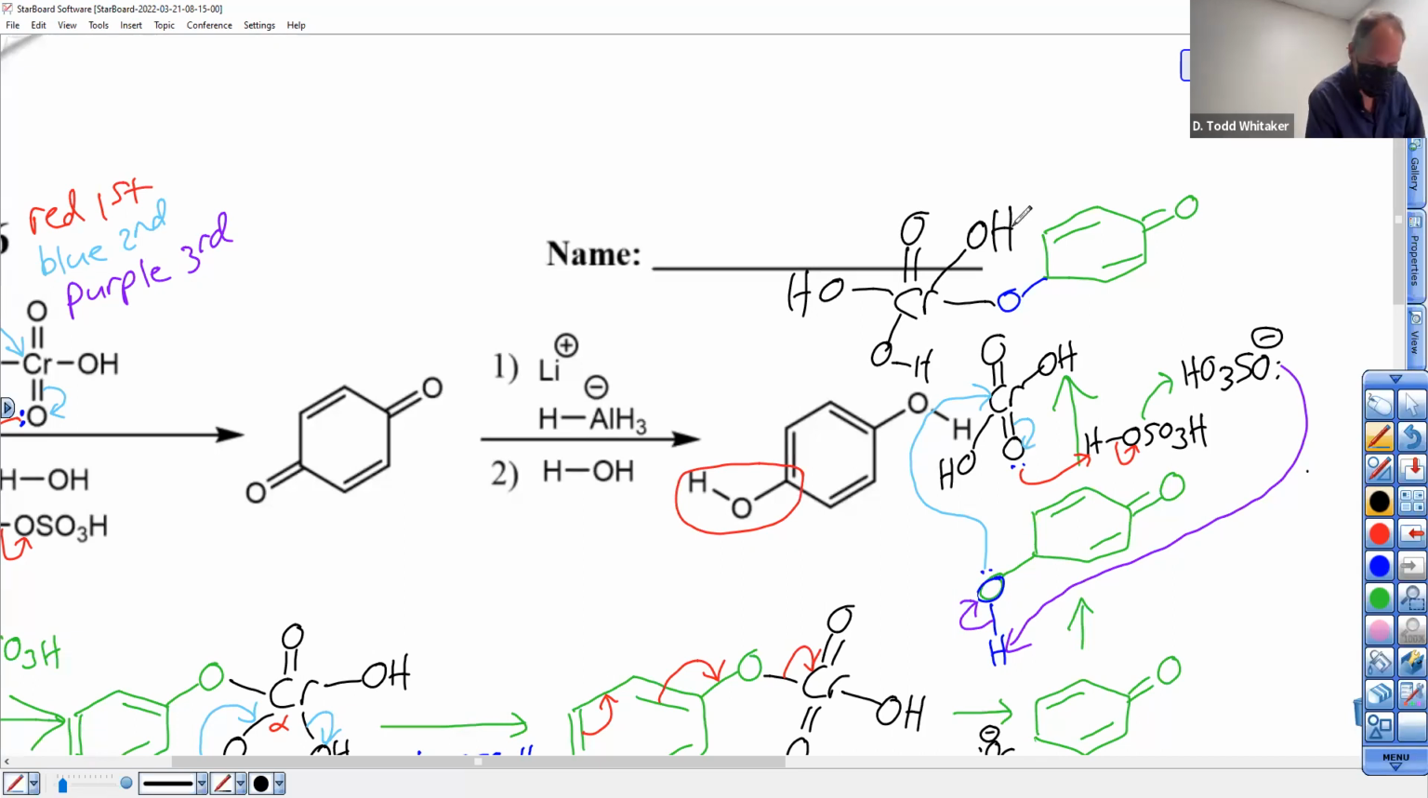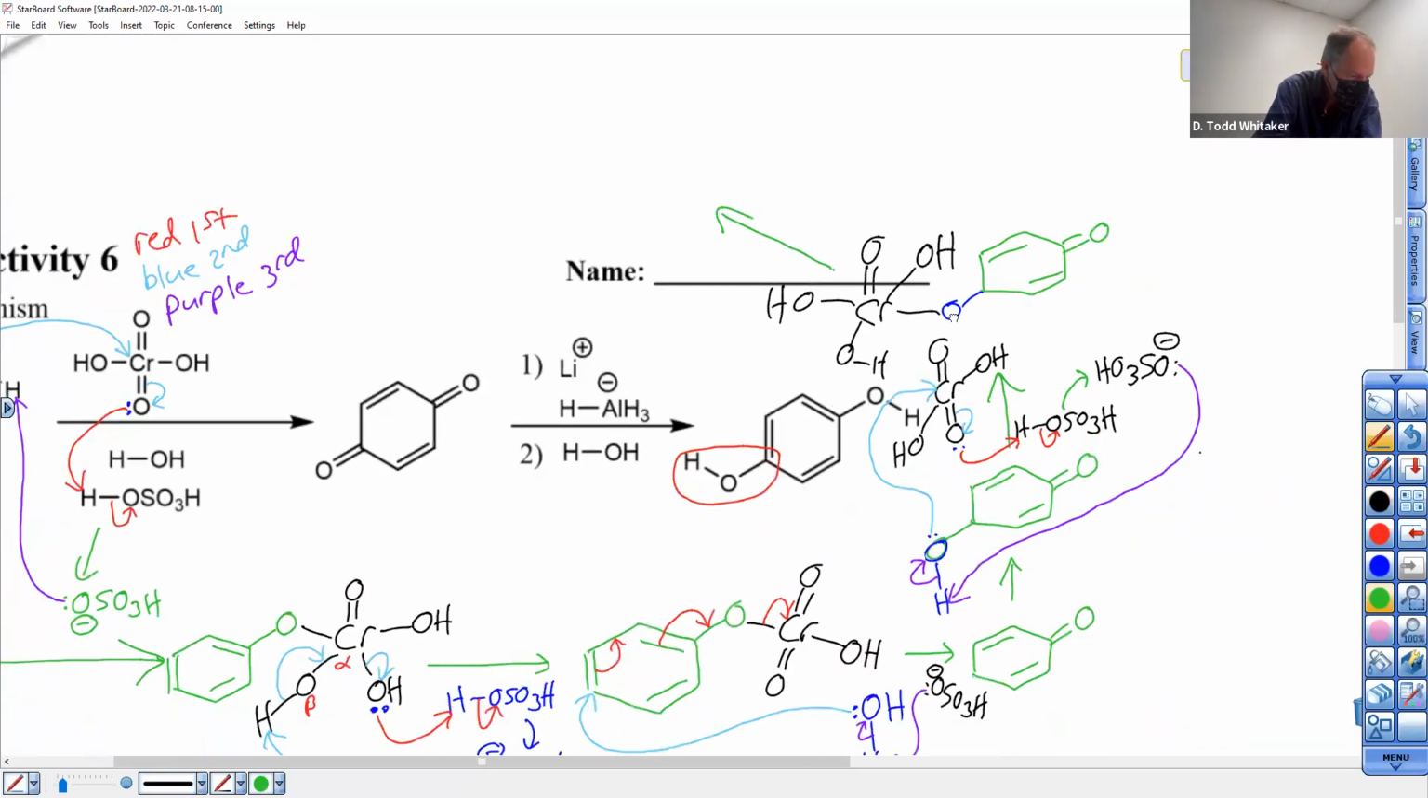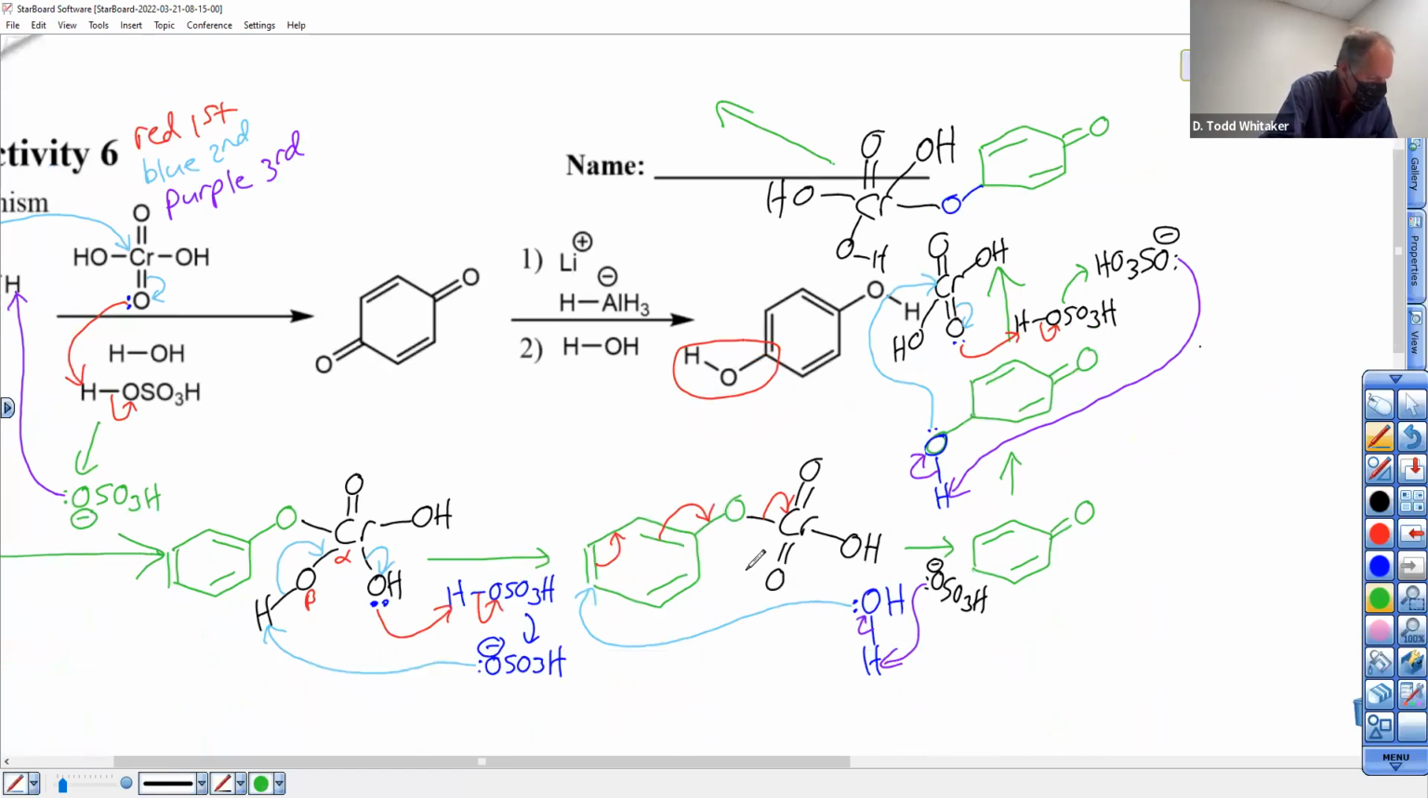Time to make chromate ester number 2. Same way we make chromate ester number 1. Be nice if we can see everything on the same screen. Here it is. We're going from here to here. Let's see. You want the alpha and beta deal again? Why not? Beta, alpha, leaving group has to be created first.